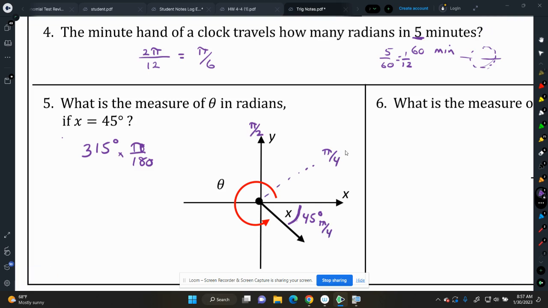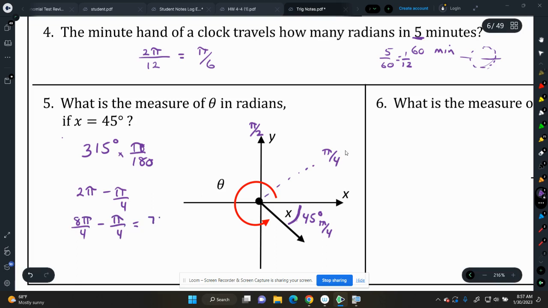How many radians is it all the way around the circle? 2 pi. If I subtract pi over 4 from 2 pi, what do we get? Right, this is 8 pi over 4 minus pi over 4, and that means it's 7 pi over 4. Okay. So you don't have to convert to degrees and then convert to radians, right?